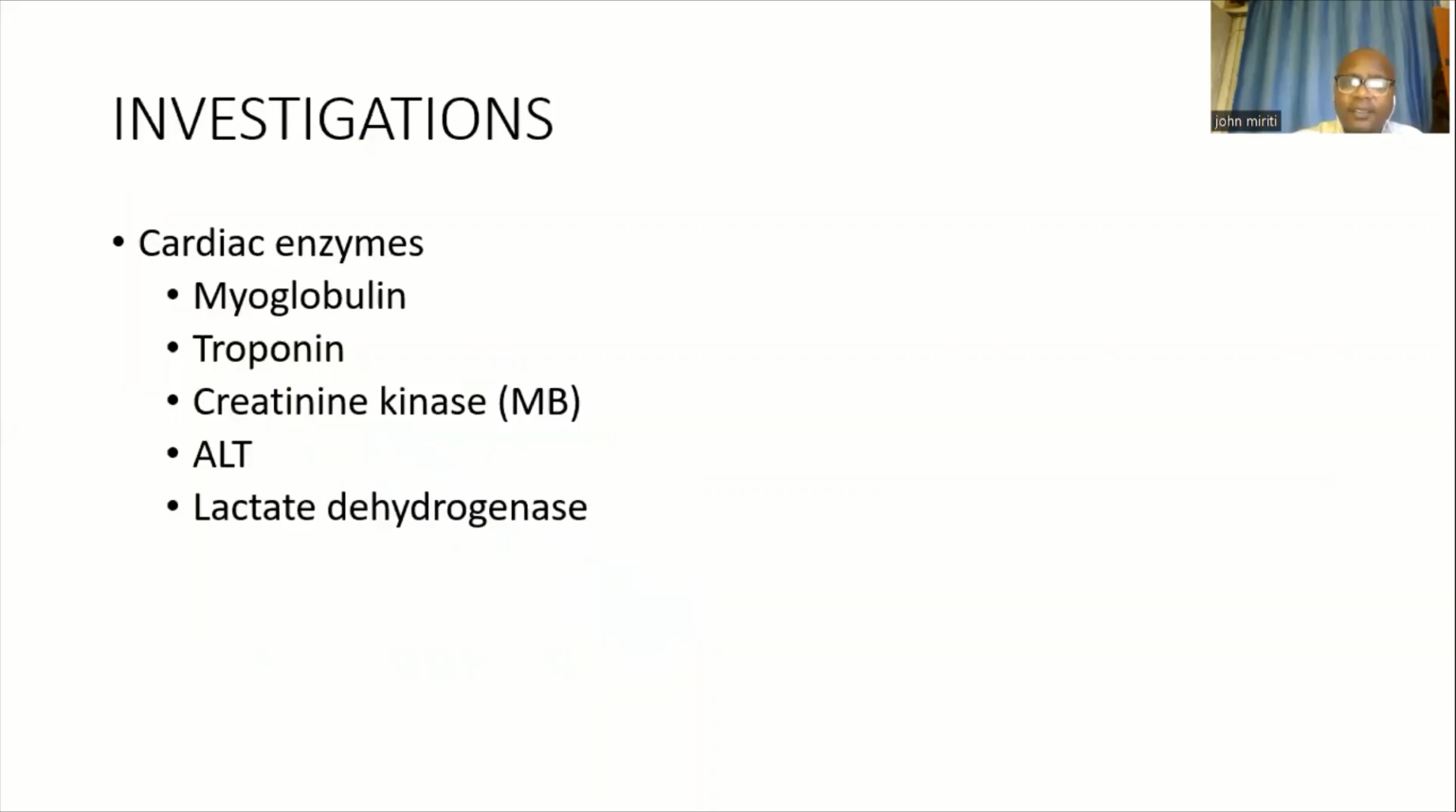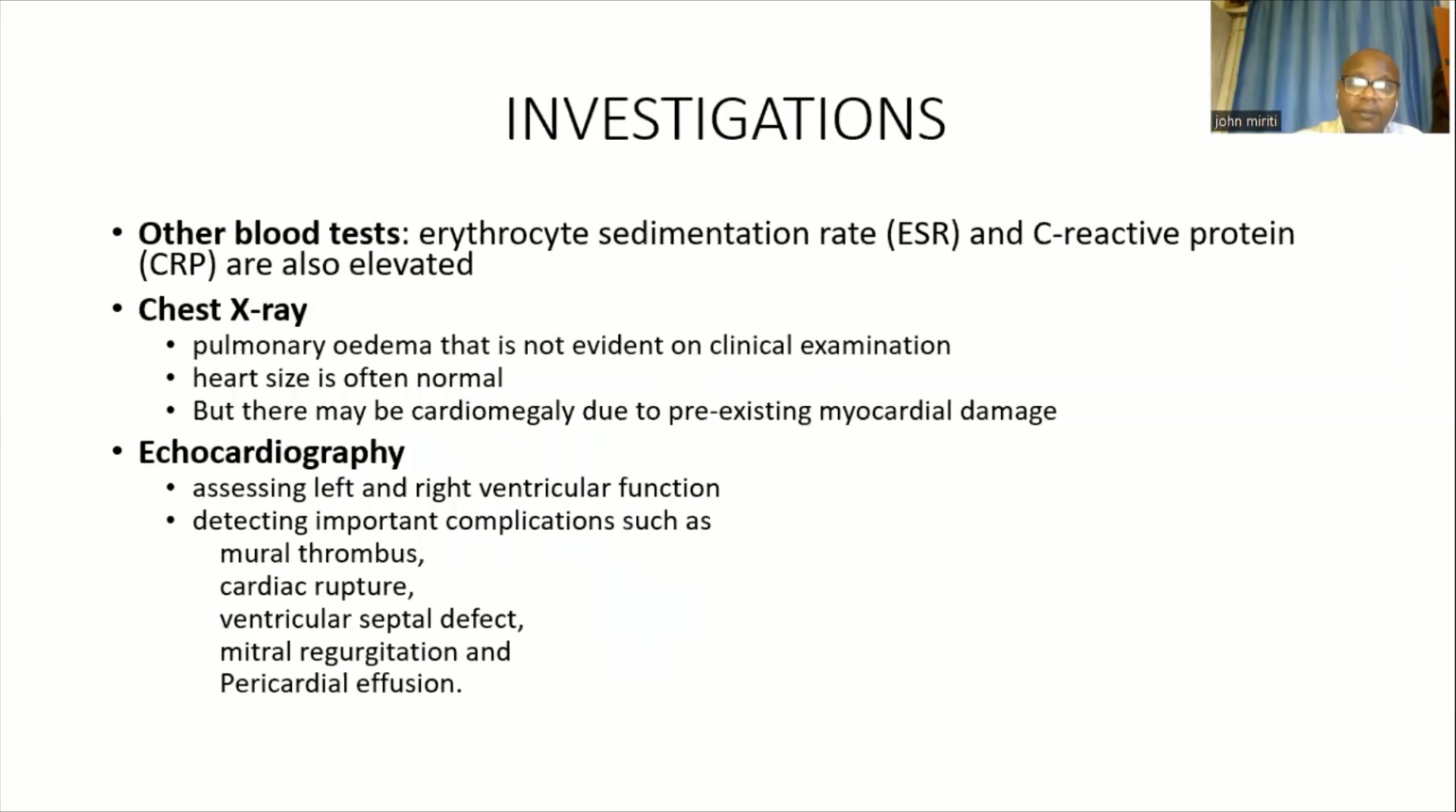So the investigations include cardiac enzymes. You can do myoglobin, troponin, creatine kinase, or AST, lactate dehydrogenase. Other blood tests: you can do ESR and C-reactive protein, you can do a chest X-ray, and also an echocardiogram, which can tell you about mural thrombus, cardiac rupture, ventricular septal defect, mitral regurgitation, and sometimes pericardial effusion.